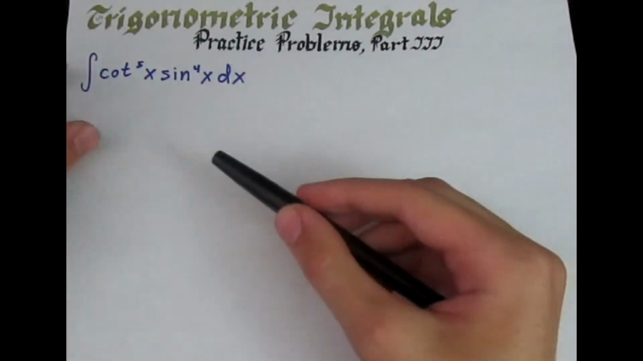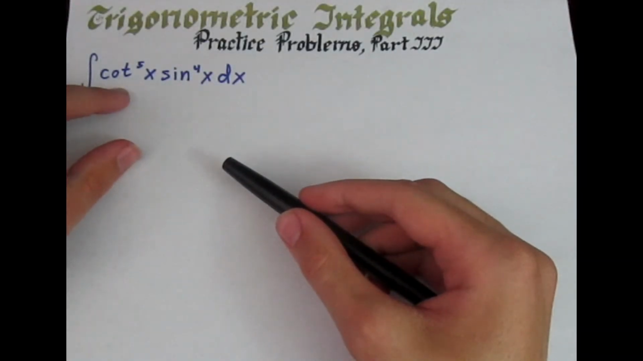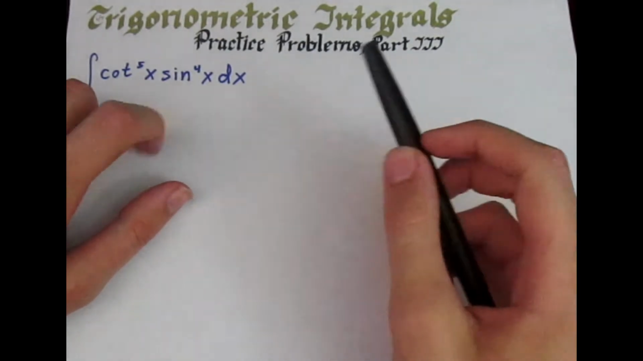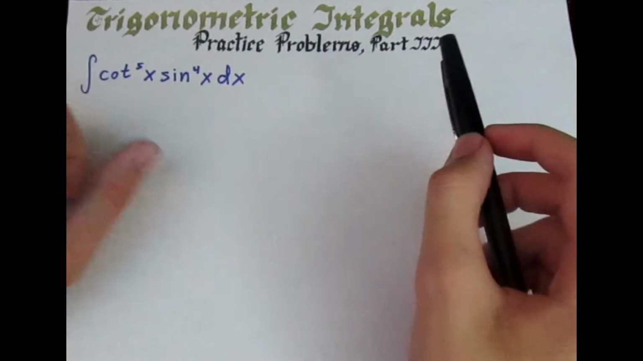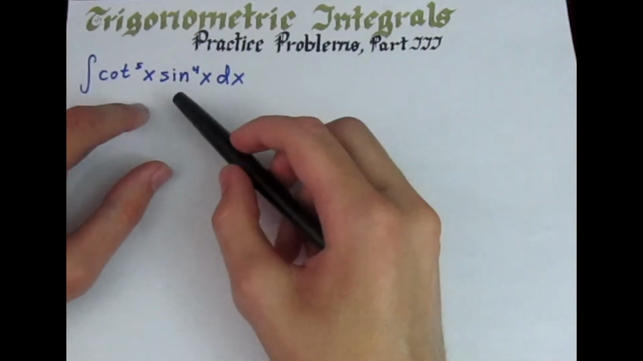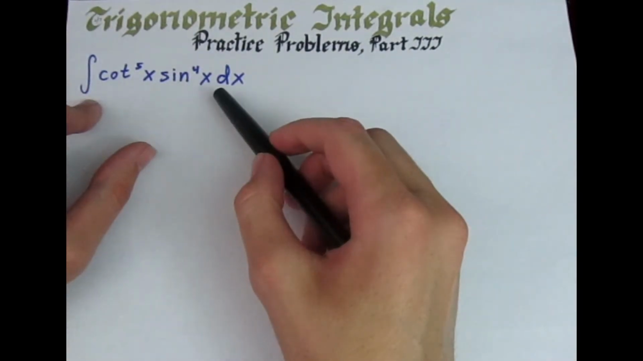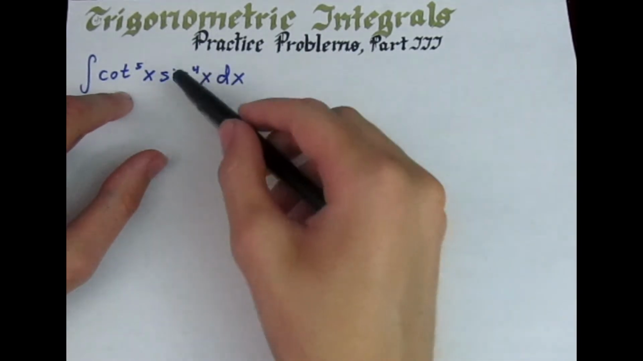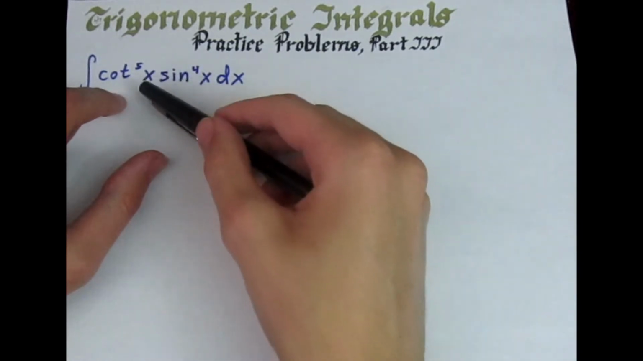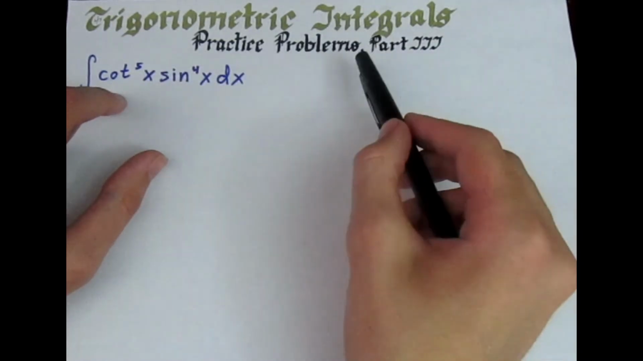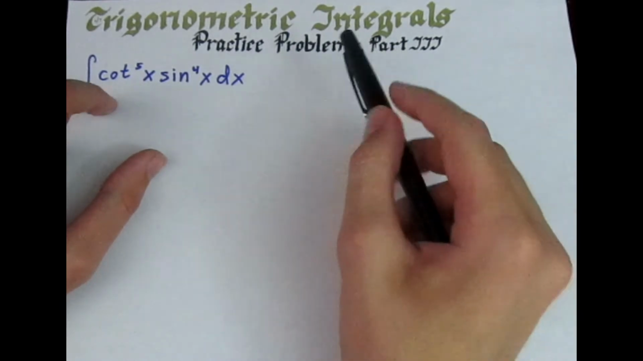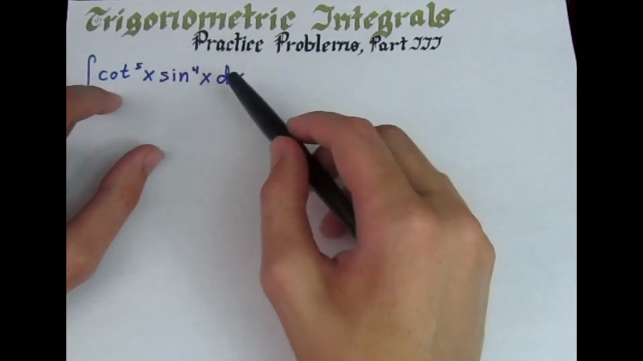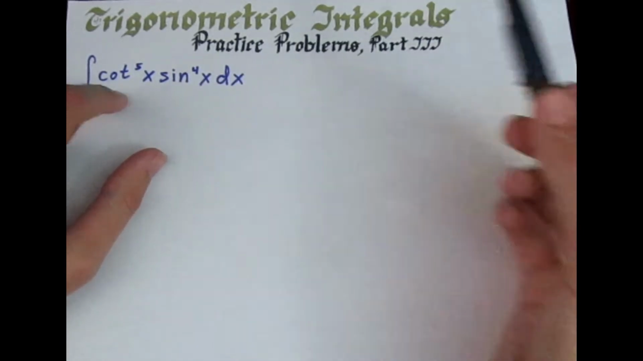We have the integral of cotangent to the fifth x times sine to the fourth x dx. Now the idea with trigonometric integrals is basically integrating an integrand with trigonometric functions in it, typically a product. Usually you have sine and cosine, and other times you have tangent and secant. But in a case like this, you have cotangent and sine. It's not really a big deal, you just simplify it.